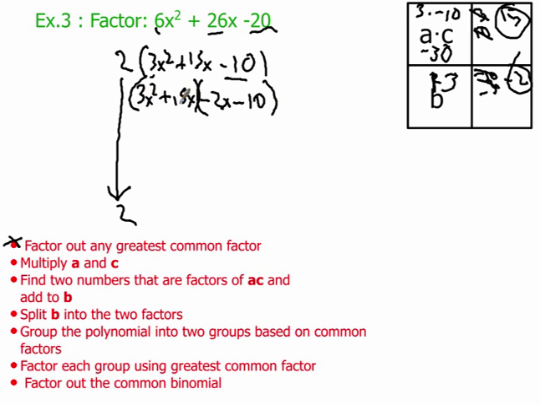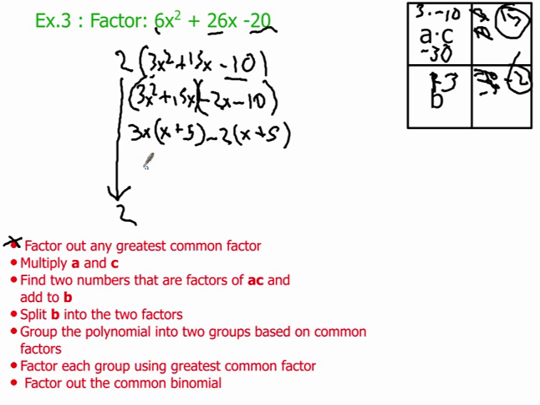Factor out the greatest common factor here. 3 and 15 share a 3. X squared and x share an x. 3x squared divided by 3x is just x, and 15x divided by 3x is 5, so x plus 5. Over here, negative 2x and negative 10 share a negative 2. Negative 2x divided by negative 2 is x. Negative 10 divided by negative 2 is plus 5.